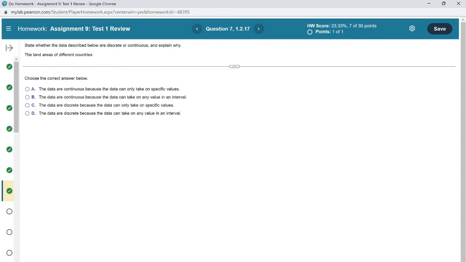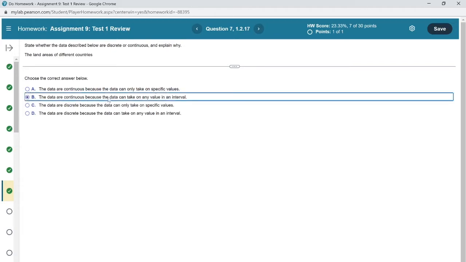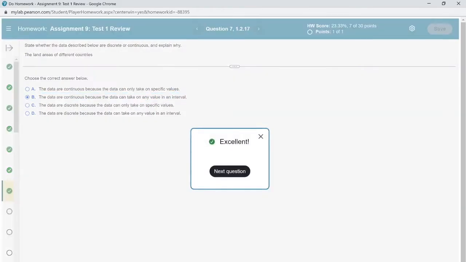The next one: state whether the data described below are discrete or continuous and explain why. The land areas of different countries. Land area could be continuous because the data could be on any interval. So the answer should be either A or B. If you read A, it says specific value. That's not right. It's continuous because the data can take on any value in an interval.